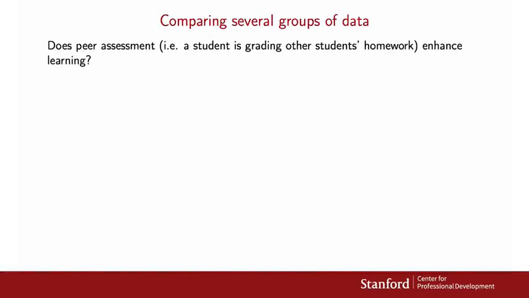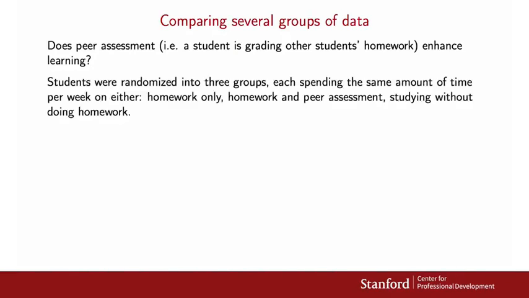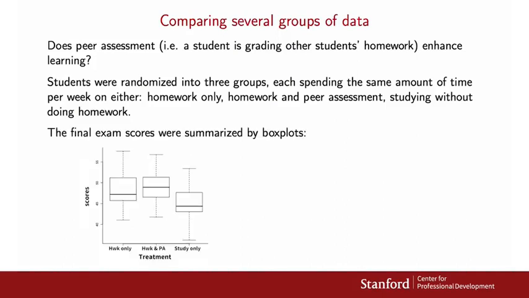Some people have suggested that when a student is grading other students' homework, there might actually be a substantial learning effect. Recently, an experiment was done to figure that out. Students were randomized into 3 groups, with each group spending the same amount of time per week. One group did homework only, the second group did homework and peer assessment, and the third group simply studied without doing any homework. The final exam scores of that class were summarized by 3 box plots.